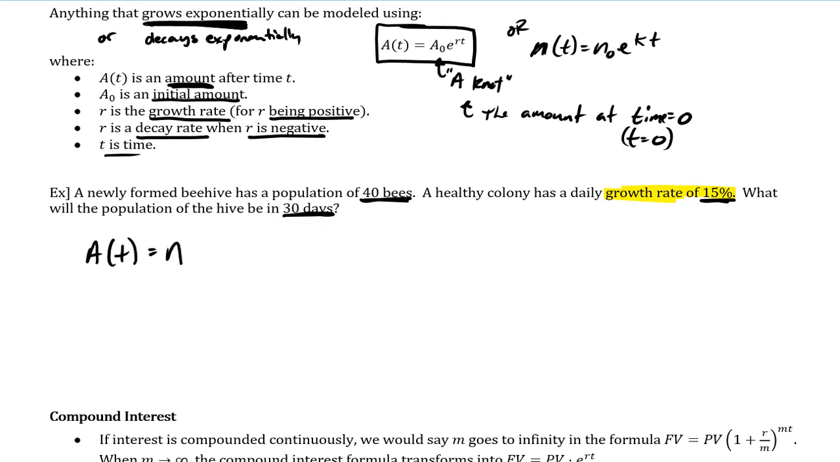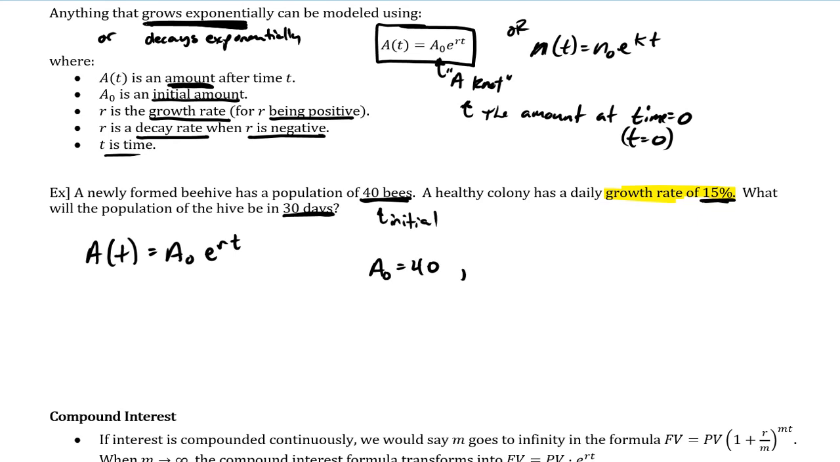So I'm just going to write that down right there. And then these will be the letters that we can sub into them. It does say a newly formed beehive has a population of 40 bees. So that's an initial amount, because that's the new beehive population. So that means A naught is 40. I'm just writing them to the side, and then we'll come back and plug them into that equation.